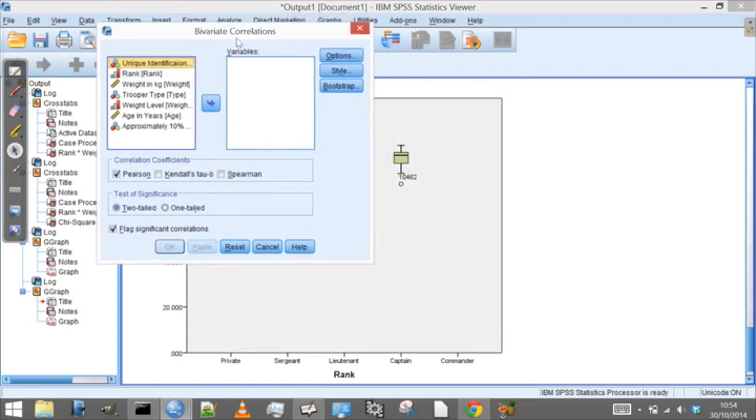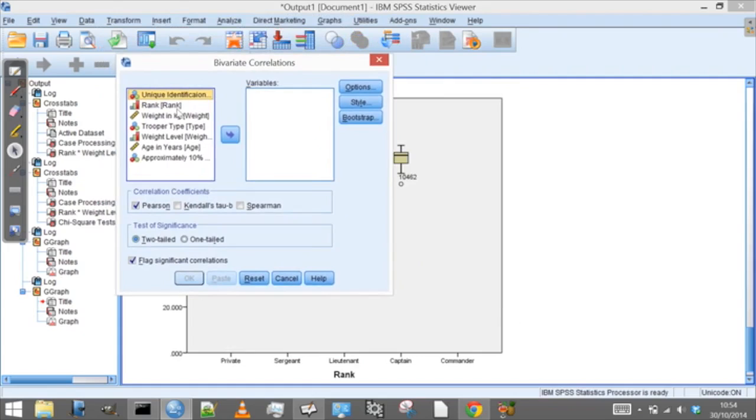and we get this box come up. So I'm interested in the correlation between rank and weight in kilograms. So in your variables box, you should now have rank and weight in kilograms. Then below that, you'll see there's this correlation coefficients box. And by default, Pearson is ticked. We're going to uncheck Pearson, and we're going to check Spearman, because we said we're going to use Spearman's rank correlation coefficient.